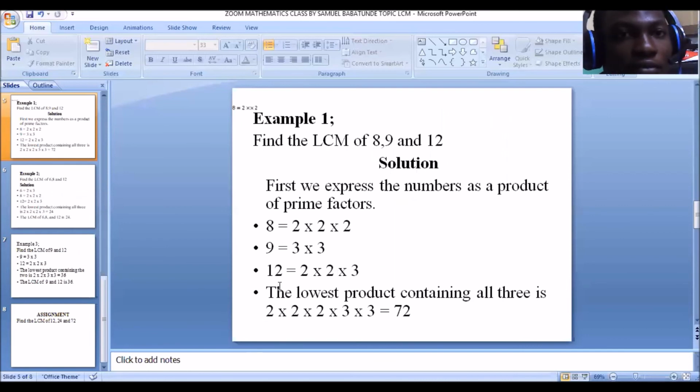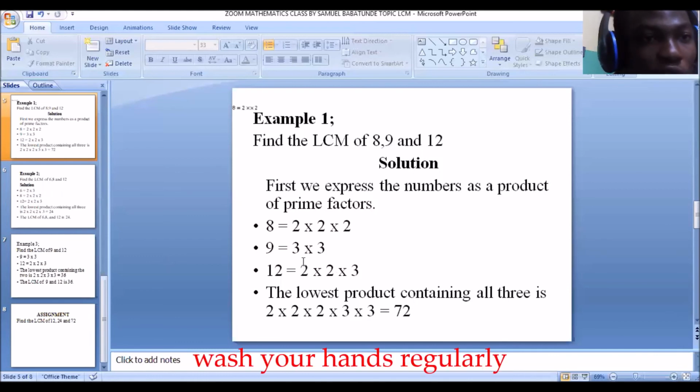Now, how do we get the lowest product containing all these prime factors? Now, the law is that there mustn't be a repetition. Any factor that is found in one mustn't be repeated if the factor is present in the second one. That is the law. Take for instance now, I have 2 here. I mustn't repeat this 2 again because I have this 2 here. So there must not be repetition. Because I have 2 here, I must not repeat this 2 because this 2 has already covered this 2.